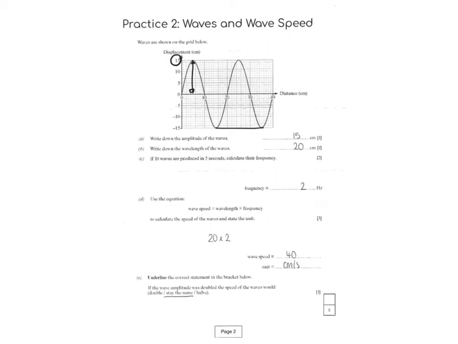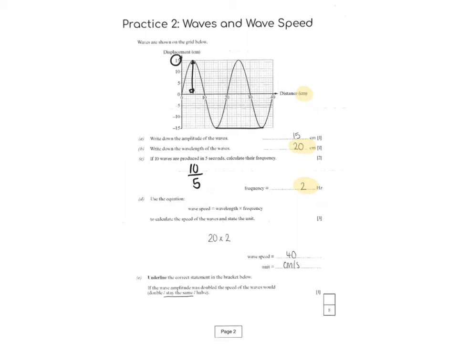If 10 waves are produced in 5 seconds, calculate the frequency. So the frequency would be the waves divided by the time. So 10 divided by 5, which is 2. Use the equation wave speed equals wavelength times frequency to calculate the speed of the waves. So we have the frequency from a previous question, and then we have the wavelength from a previous question. So 20 times 2, 40, and then the unit is centimetres per second because the distance is in centimetres.